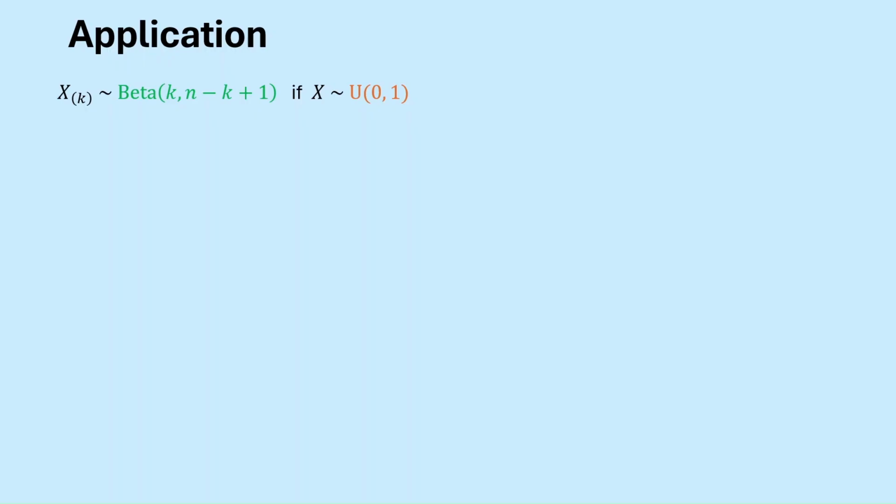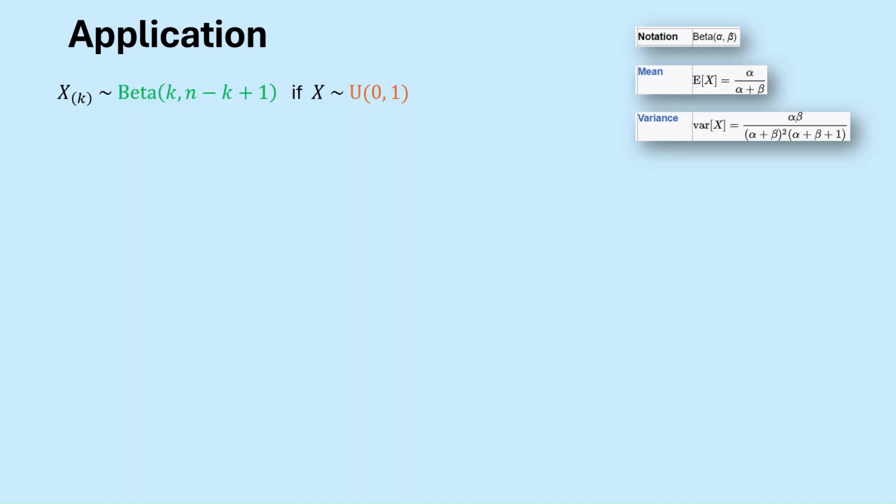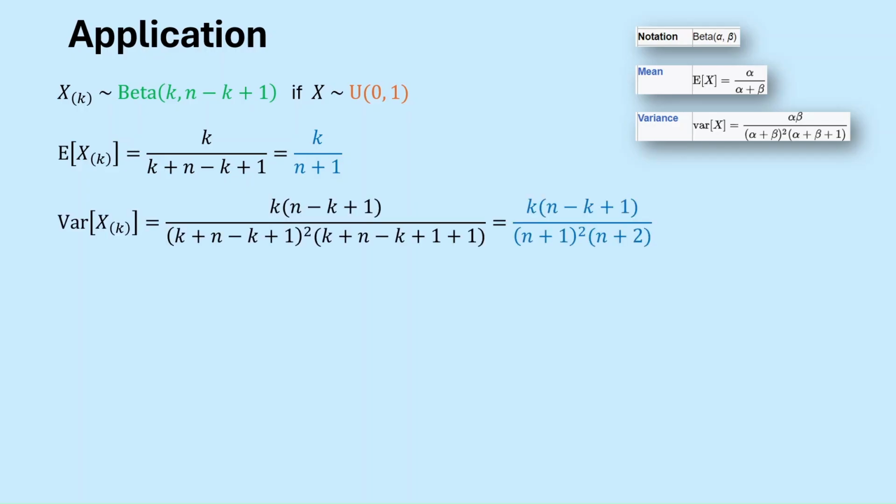For example, if we want to compute the mean or the variance, we do not need to set up the integrals because these moments are already tabulated. You can see on the right the mean and the variance of a beta distribution for any two parameters alpha and beta. In our case, with parameters k and n minus k plus 1, the mean will be k divided by n plus 1, and the variance will be k times n minus k plus 1 divided by n plus 1 squared times n plus 2.